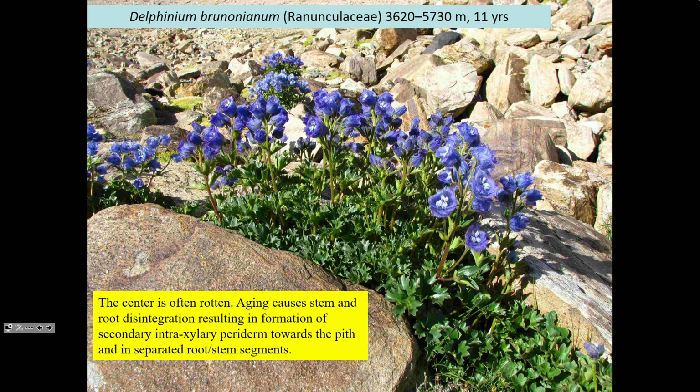Another very conspicuous species is Delphinium brunonianum, which is a tall forb bound to protected screes growing among the big boulders. And this enables it to go up to really extreme elevation, 5,700 meters, but always found where we have some big boulders, always in places which are providing some sort of better microclimate.